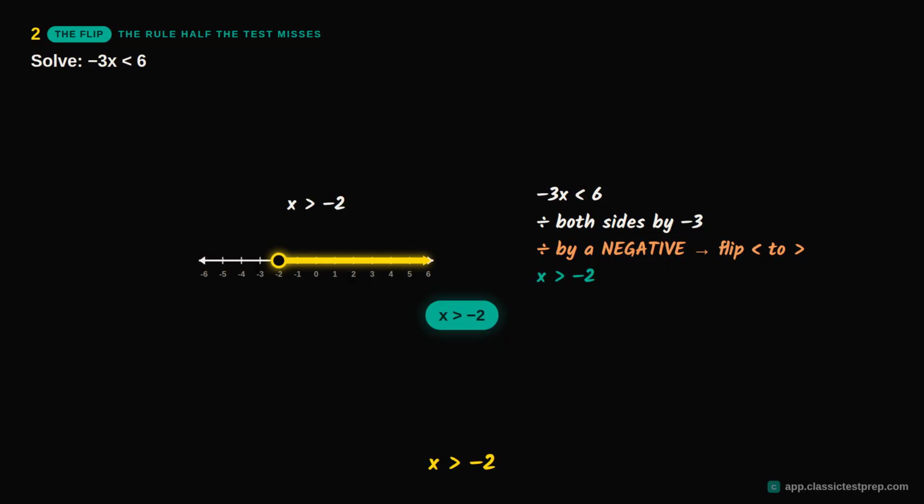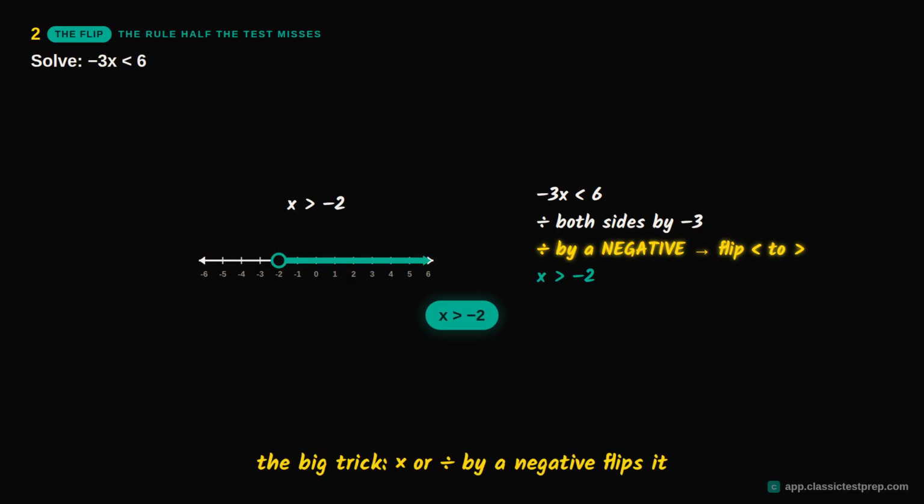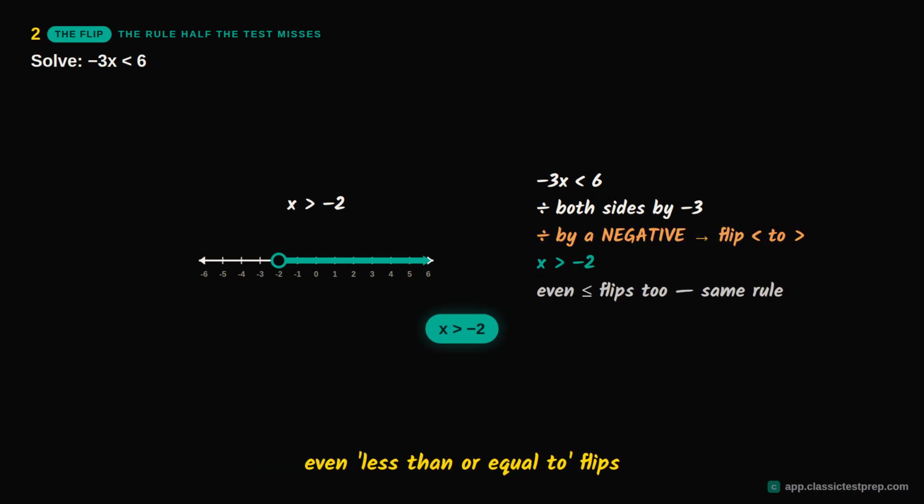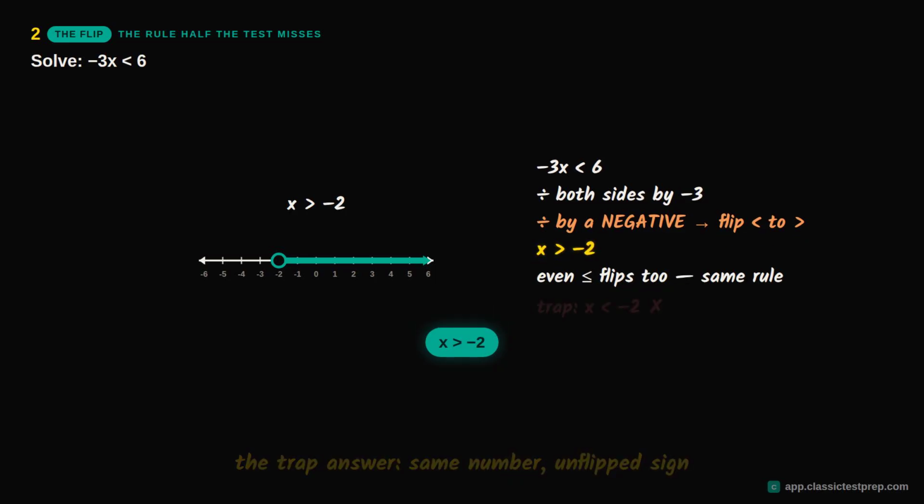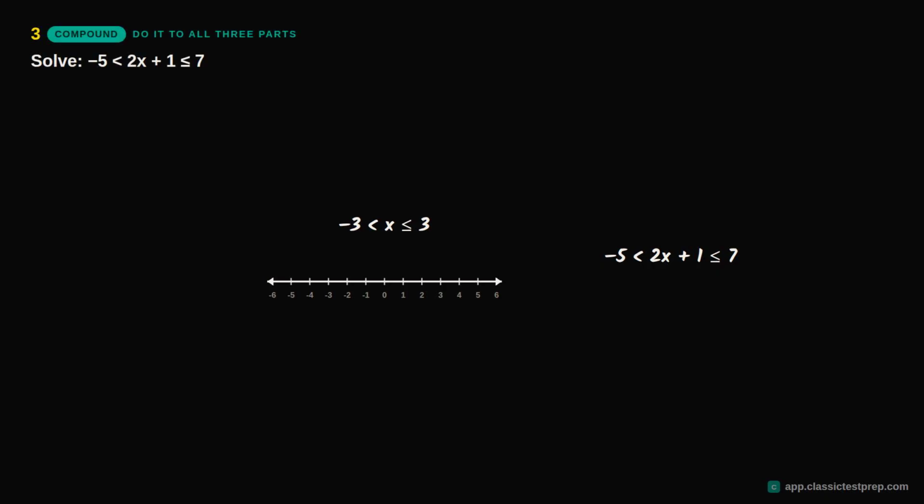If you multiply, the same thing happens. So here's the big trick. If you multiply or divide by a negative number, the sign flips. Even if it's less than or equal to, the sign still flips when you multiply or divide by a negative number. Now let's talk about compound inequalities.